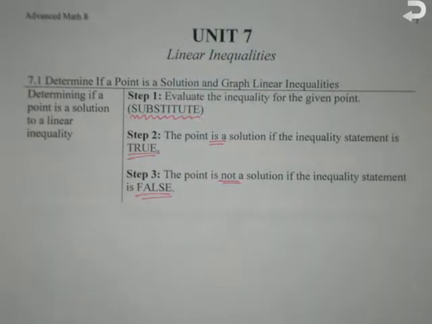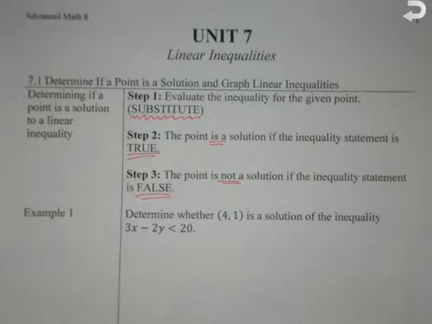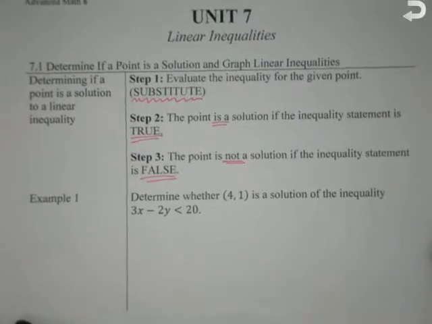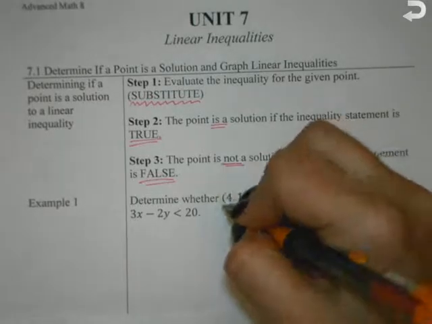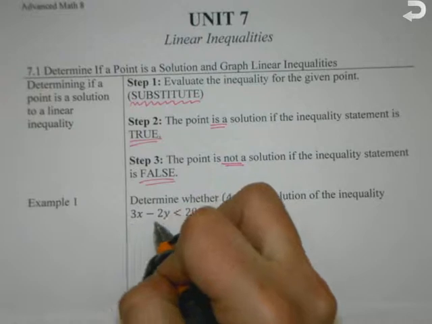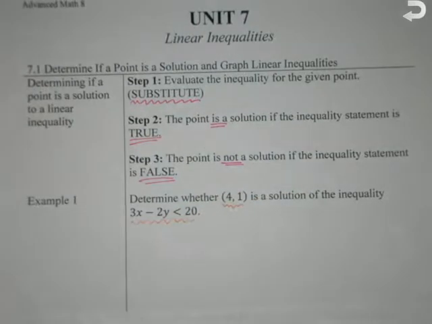So let's look at our first example. I want you to determine whether 4,1 is a solution of the inequality 3x minus 2y is less than 20. So make sure that you write down the point. Make sure that you write down the inequality. You don't have to write all of the directions.